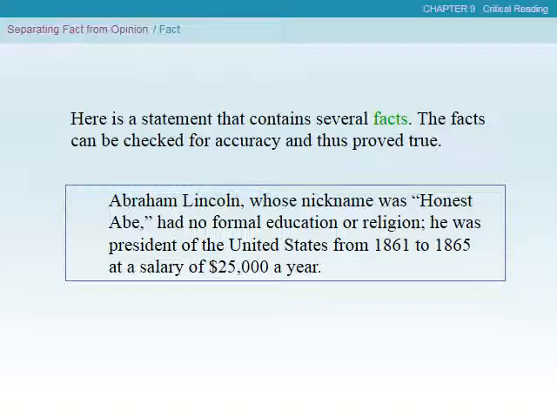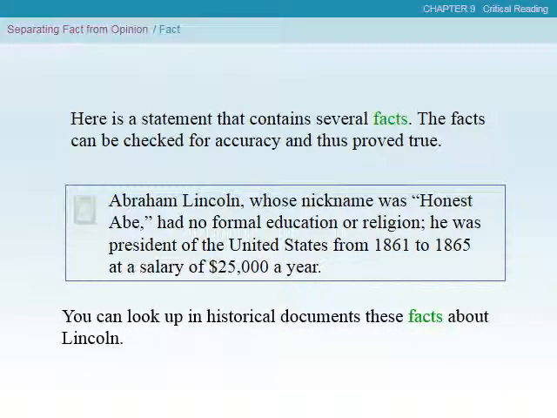Sometimes people get confused because a fact can be wrong, but that doesn't make it an opinion. It just means it's an incorrect fact. So for example, Abraham Lincoln, whose nickname was Honest Abe, had no formal education or religion. He was President of the United States from 1861 to 1865 at a salary of $25,000 a year. Now, maybe his nickname was Honest Abe, but maybe it wasn't, maybe it was Honest Link. You could check that, but this wouldn't be an opinion. It would just be an incorrect fact. Okay, we'll talk about how an opinion is different than that.